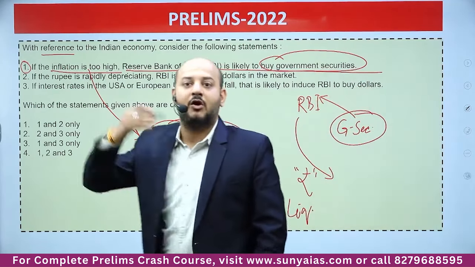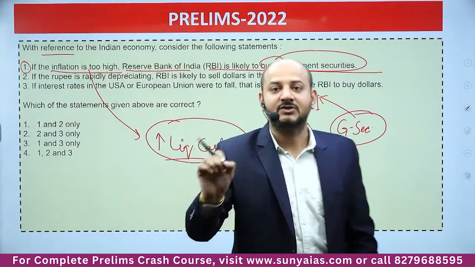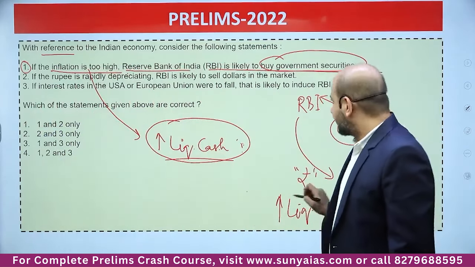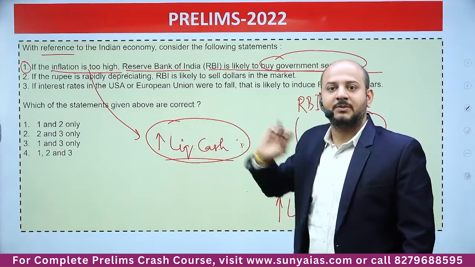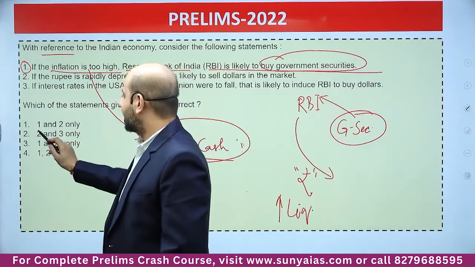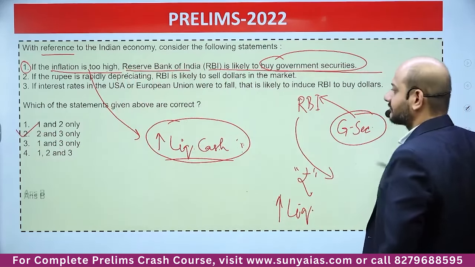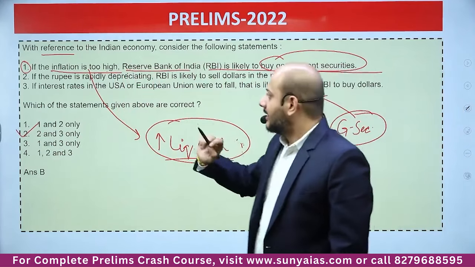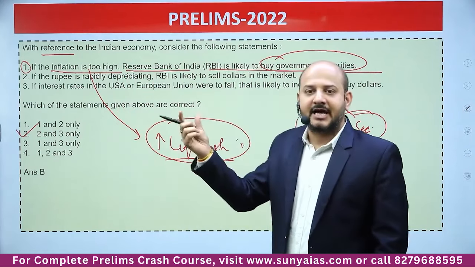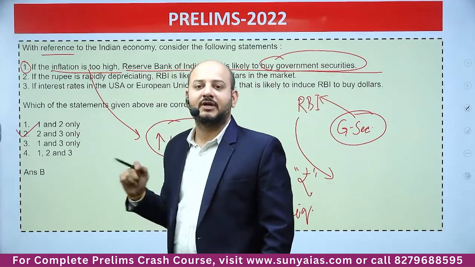Zyada paisa hoga, aur inflation badhega, aur zyada paisa release karoge, aur zyada inflation badhega. It is not going to benefit. Therefore, the first statement has to be wrong. If you eliminate the first statement, you will directly get the B answer correct: 2 and 3. Got it? Students, you need to think in that manner, that this question demands that by eliminating any one statement, you can get the correct answer.